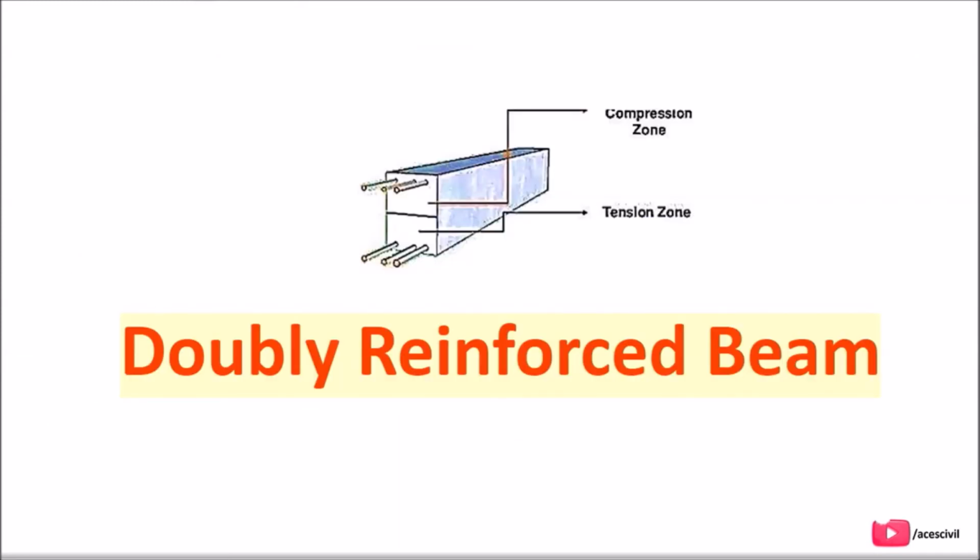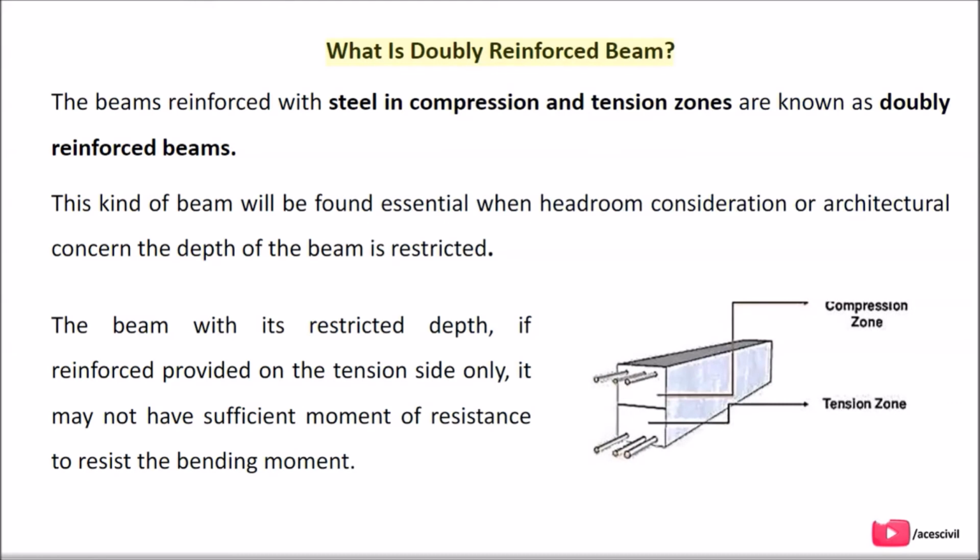Doubly reinforced beam. What is a doubly reinforced beam? The beams reinforced with steel in compression and tension zones are known as doubly reinforced beams. This kind of beam will be found essential when, due to headroom consideration or architectural concern, the depth of the beam is restricted. The beam with its restricted depth, if reinforcement is provided on the tension side only, may not have sufficient moment of resistance to resist the bending moment.